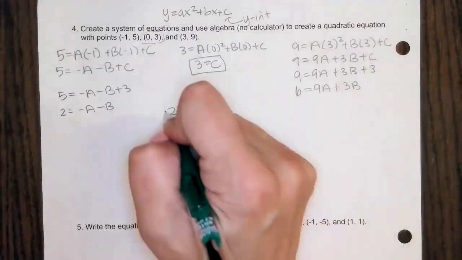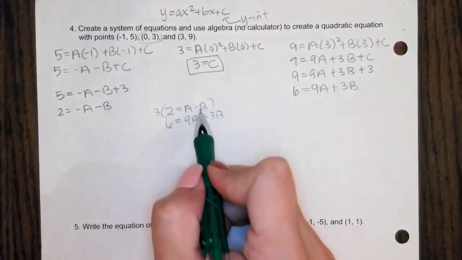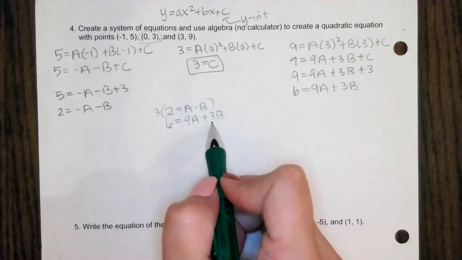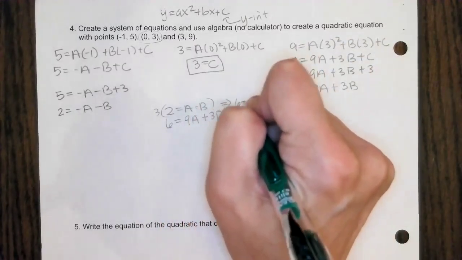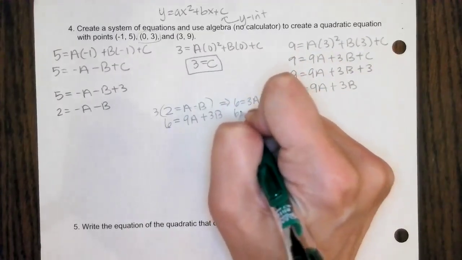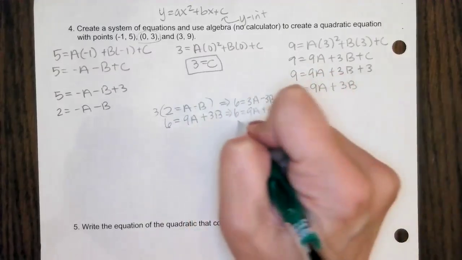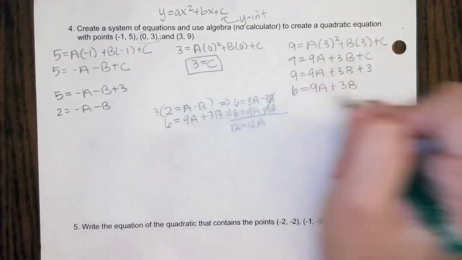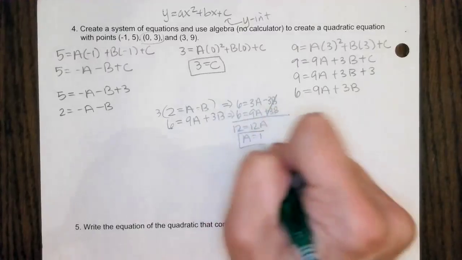This is a good one to eliminate. I multiply this top one times 3, because that's going to give me a b value that cancels out. That's going to be a -3, that's going to be a +3, so they're going to cancel out. And so I get 6 equals 3a minus 3b. 6 equals 9a plus 3b when I bring this one over. And so we get 12 equals 12a. That cancels out. And so my a value is 1.